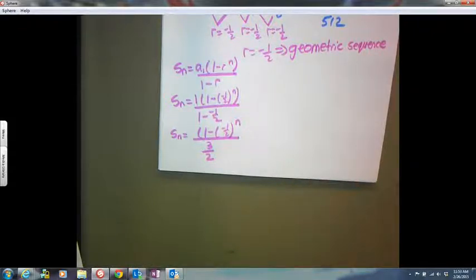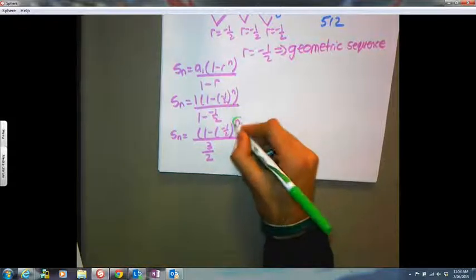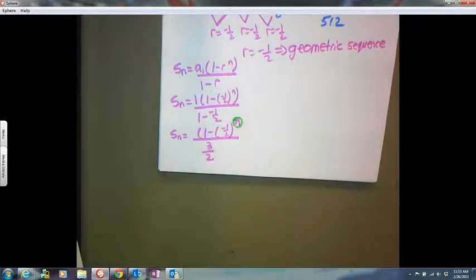Alright. So we need to find this n. And in order to find n, we're going to need to use the other formula, which is a sub n, to find the nth term.